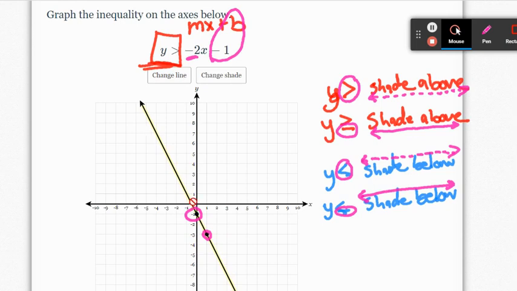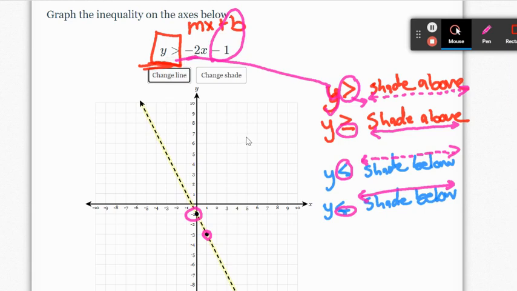First thing I need to think about is the fact that this is not supposed to be a solid line, because I said just a moment ago that this y greater than needs to be a context where I have a dashed line with shading above. So I need to click change line, and it turns to be dashed. If I made a mistake, I could change it back. But I do want it to be dashed, so I leave it as dashed.